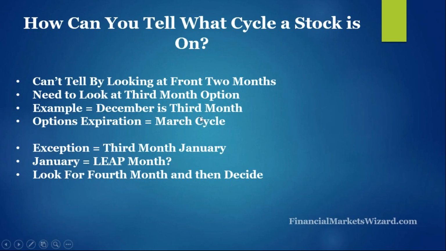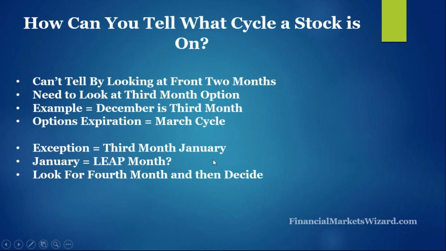For instance, if you see December as the third month, then you say, okay, December is the third month of the 4th quarter, so this option is on the March cycle. If you see November as the third month, then you know this is on the February cycle. If you see October, then you know it is on the January cycle. So this is the way you can tell what cycle the stock is on.